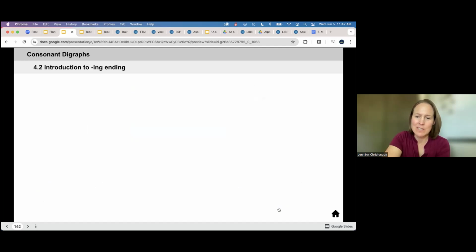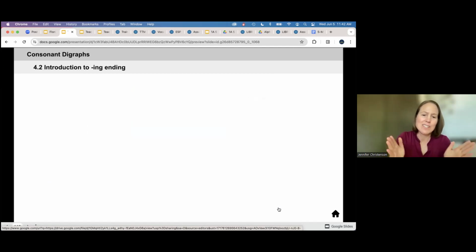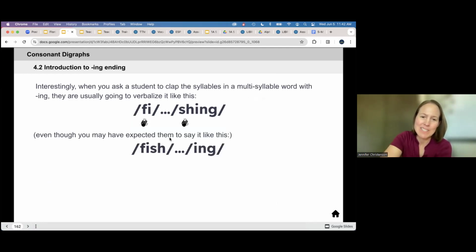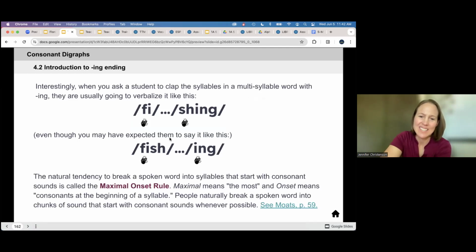And what's really interesting is that when you ask a student to say the word fishing and break it into two syllables or clap the syllables, they're going to say "fi-shing," okay? They're probably going to verbalize it like this, breaking it up into spoken syllables. They're probably going to say "fi-shing," even though you may have expected them to say it like this, "fish-ing." And there's actually a linguistic reason for that.